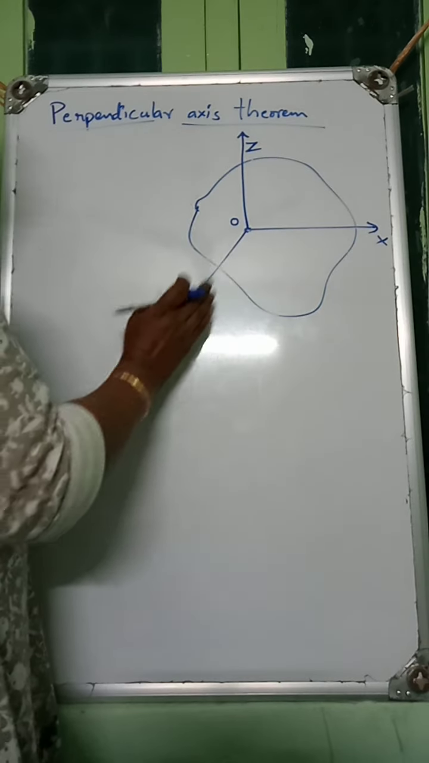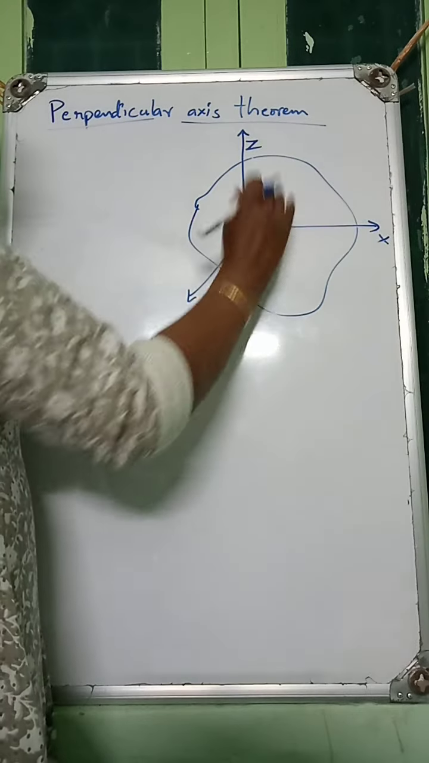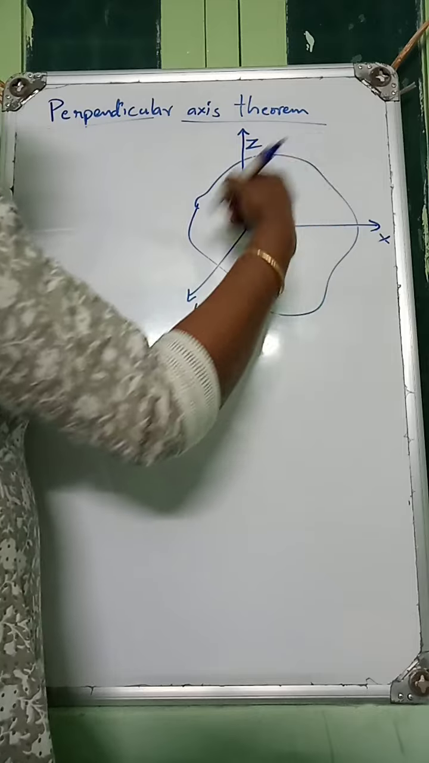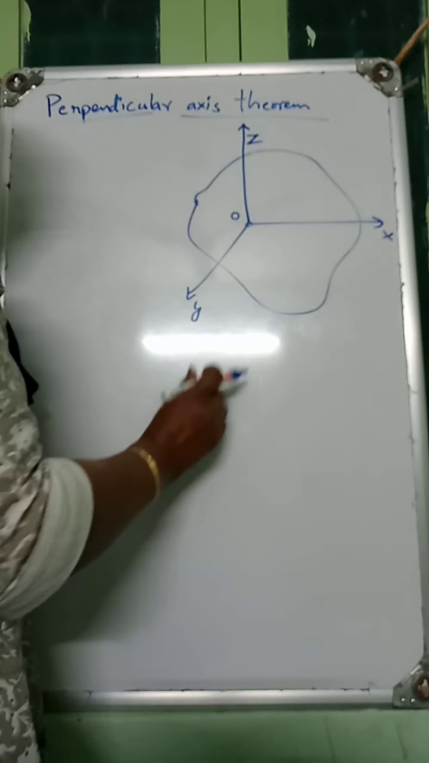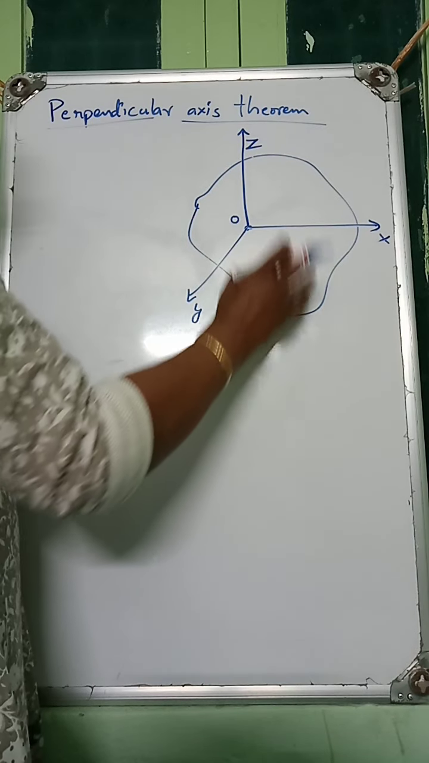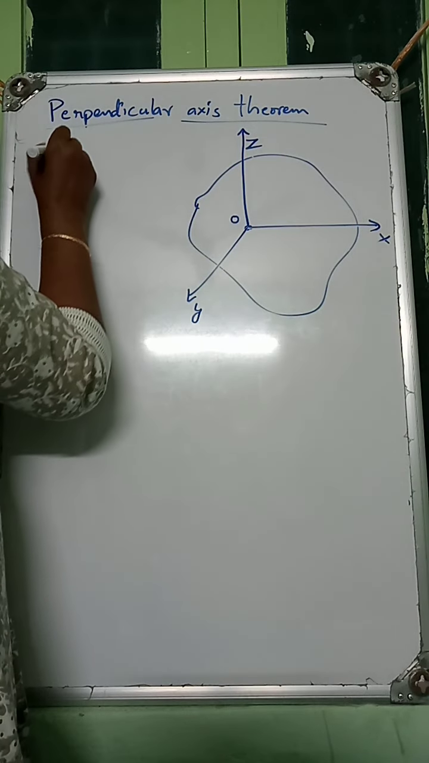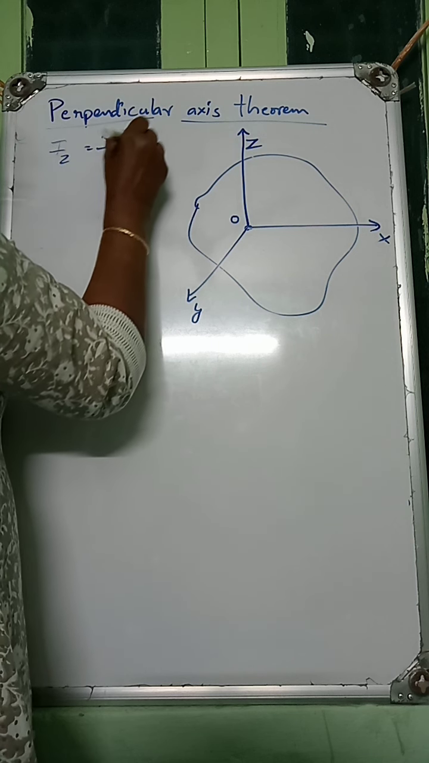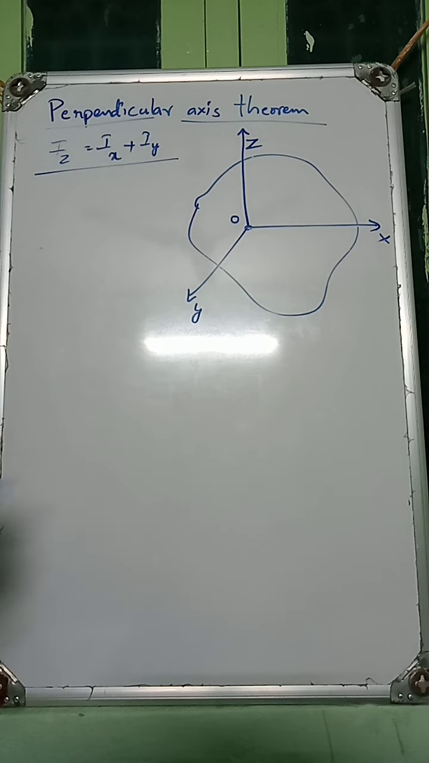So, according to perpendicular axis theorem, the moment of inertia of the lamina about an axis perpendicular to its plane and passing through any point is equal to sum of moment of inertia about two mutually perpendicular axes lying in the plane of the lamina and passing through the same point. That means Iz is Ix plus Iy. This is called perpendicular axis theorem.